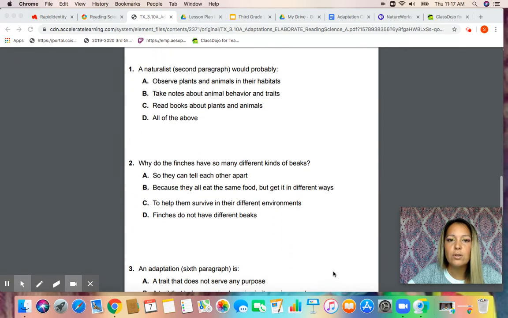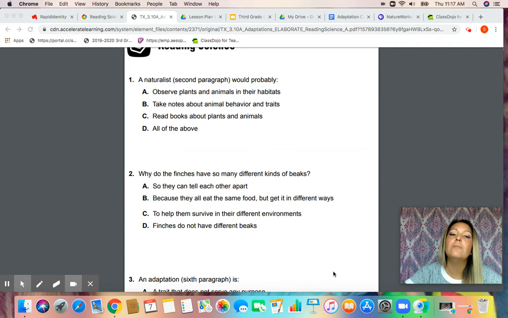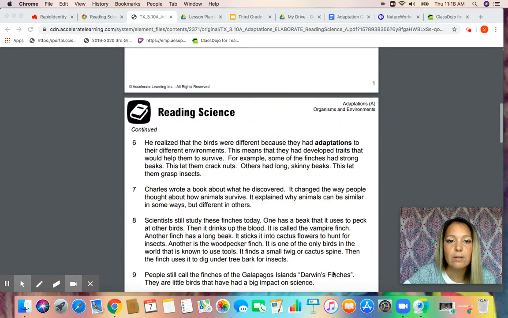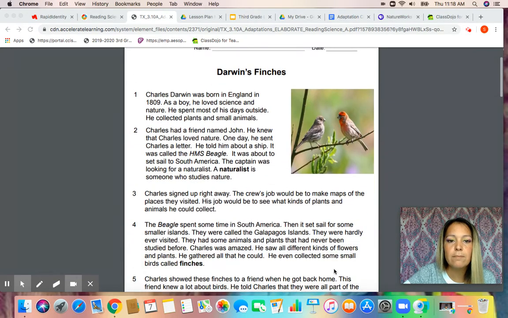Let's go ahead and go to question number 1. Question number 1 says, a naturalist, second paragraph, would probably observe plants and animals in their habitat, take notes about animal behavior and traits, read books about plants and animals, or D, all the above. Let's go back to paragraph number 2 and reread that.